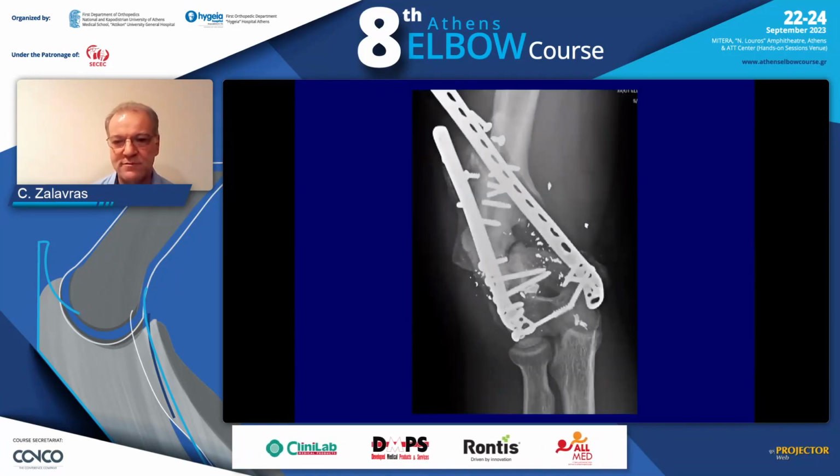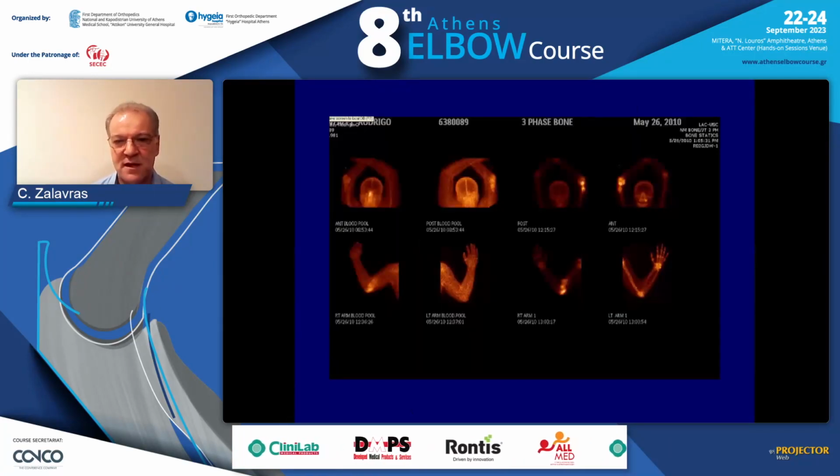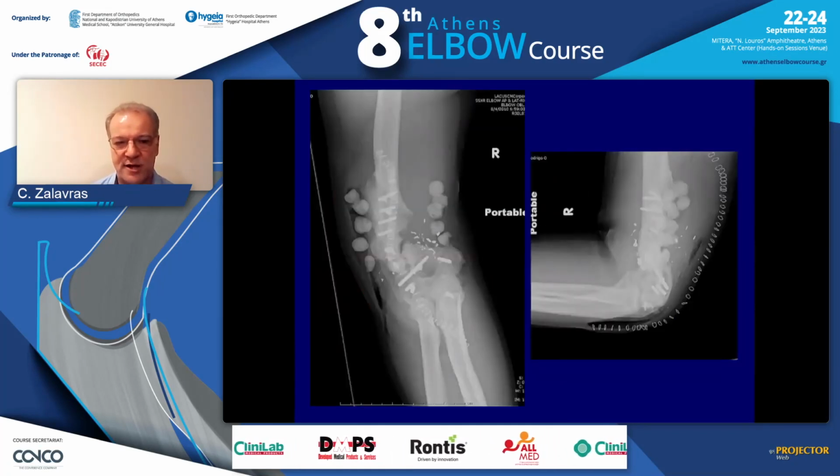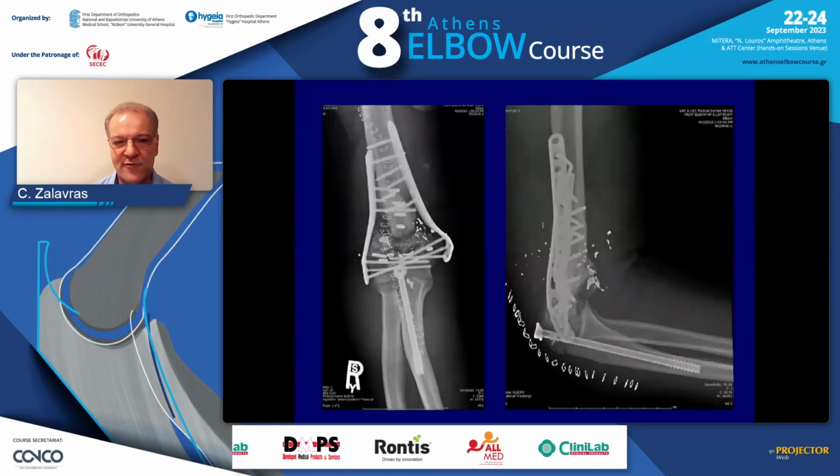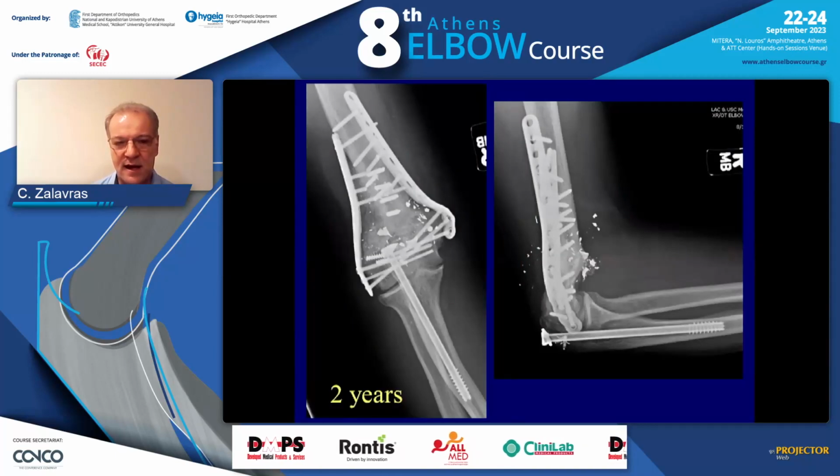Here's an example, failed fixation. In this case, the nuclear imaging studies also highlighted the presence of infection. Debridement, antibiotic beads, fixation with parallel plates, and bone grafting. And here is the patient at 2 years.